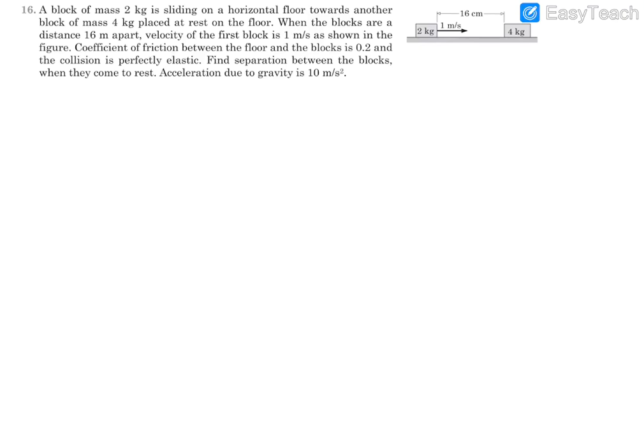Hello students, here is question number 16. It reads that there is a block of mass 2 kg sliding on a horizontal floor towards another block of 4 kg which is at rest. When the blocks are at a particular distance, 16 meter basically apart, the first block has a velocity of 1 meter per second, as shown in the figure.